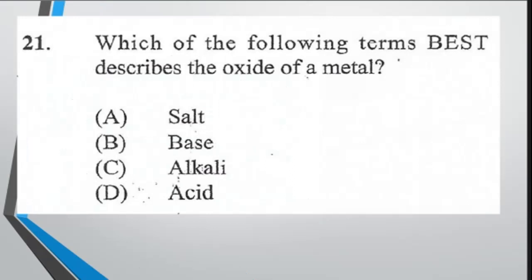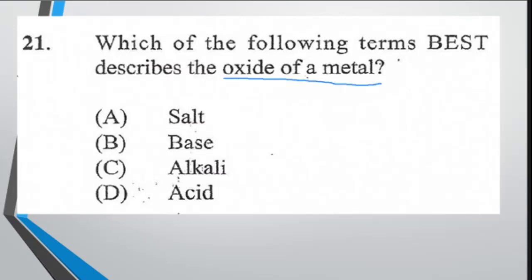All right, question 21. Which of the following terms best describes the oxide of a metal? This question here is a tricky question. Naturally speaking, when we talk in science and chemistry, sometimes people interchange a base and an alkali. In this question, they have base as an answer and alkali as an answer, and we have to figure out which of these answers is correct. Now, the oxide of a metal means that we are dealing with a basic oxide, right?